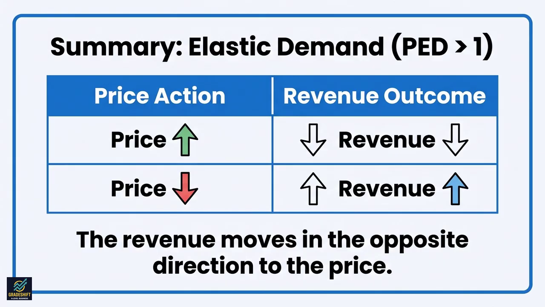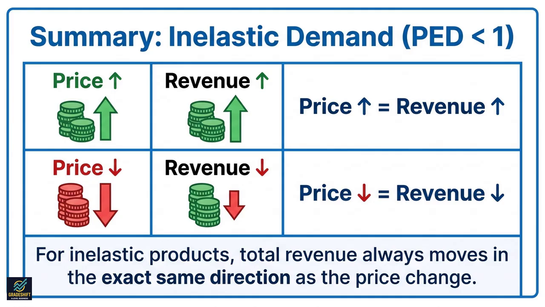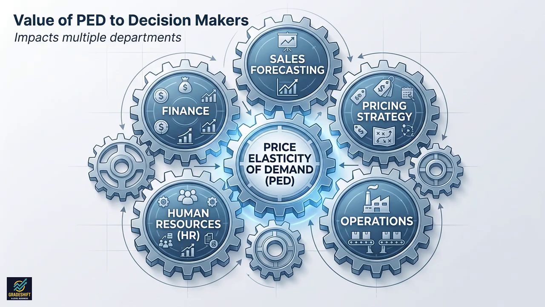To summarize these critical rules for your exams, if demand is price elastic, a price rise reduces revenue, while a price cut raises revenue. The revenue moves in the opposite direction to the price. And if demand is price inelastic, a price rise raises revenue, while a price cut reduces revenue. For inelastic products, the total revenue always moves in the exact same direction as the price change.